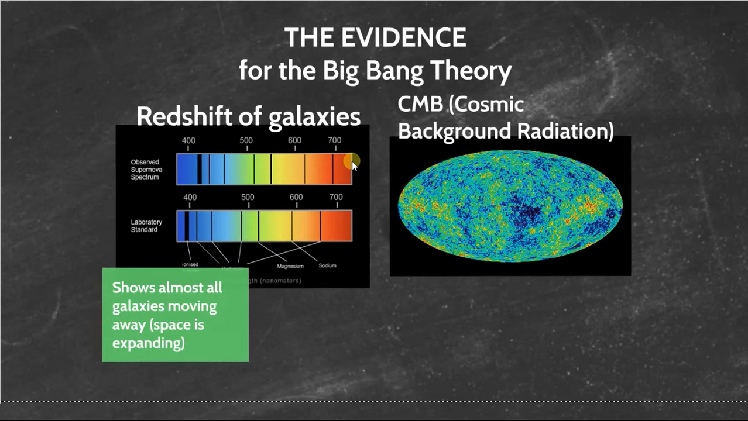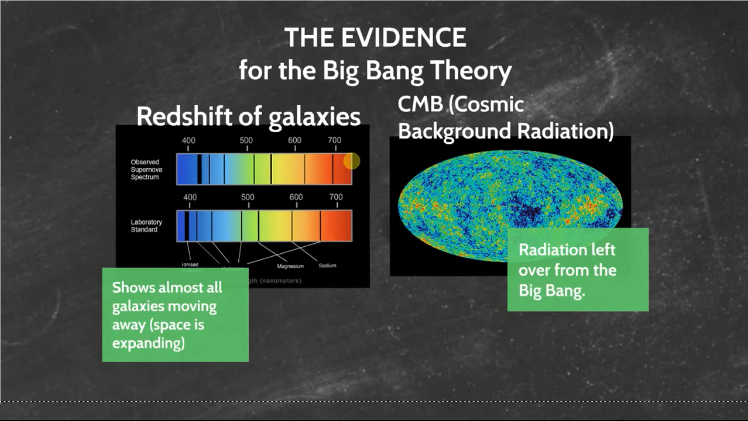Another one of those evidences is the CMB, the cosmic background radiation. This is basically the radiation left over from the Big Bang. We call this the heat left over from the radiation of the Big Bang, and we see it everywhere in space when we look. No matter where we look in space, we see this radiation coming from every direction, everywhere.